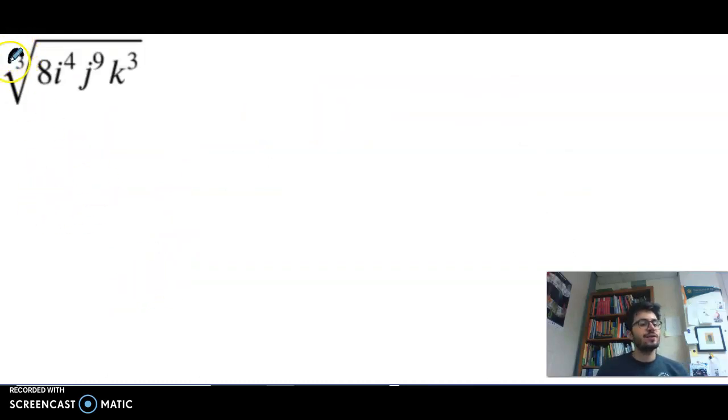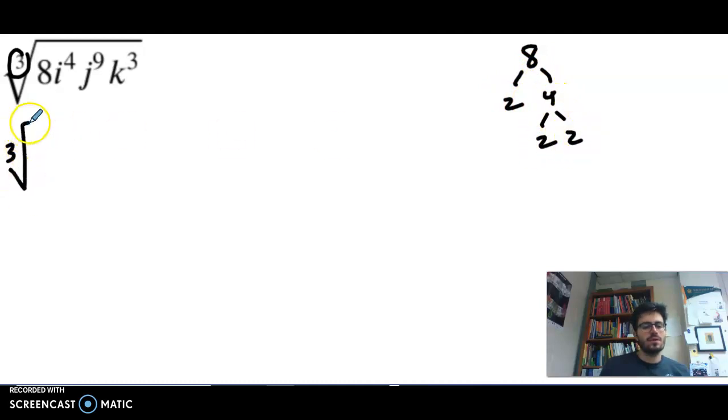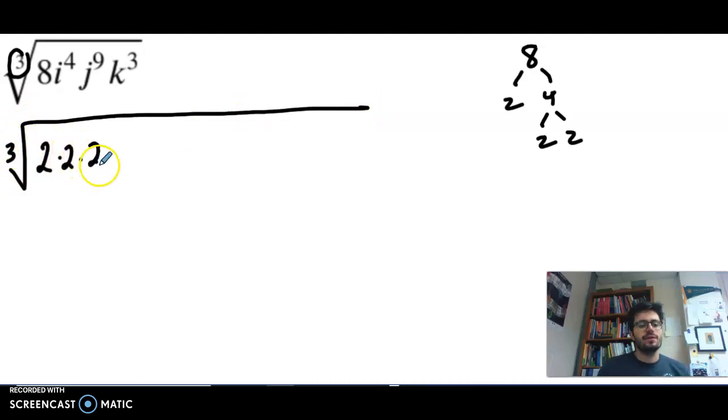Here we have a cube root. Notice the little 3 on top of the root. Let's expand. 8. Don't forget to write this 3 on top of the root. That's really important so people know it's a cube root. 2 times 2 times 2. I times I times I times I. I have to write 9 j's now, guys. Ooh.